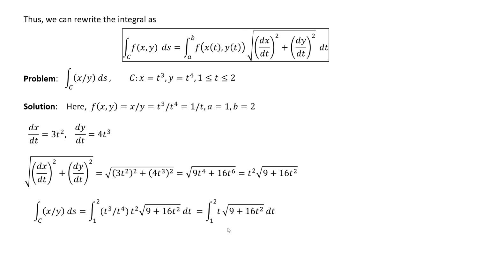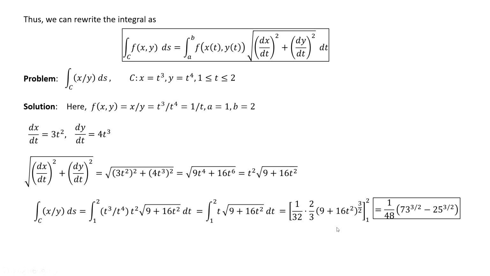Simple, straightforward integral. Any ideas how to do this? U substitution. If you say u equals 9 plus 16t squared, du is going to be 32t dt, and so go from that. And it turns out, if you evaluate this, you get this quantity. Okay? Is that it? Yep, that's it. Cool. All right, let's move on. Let's look at another problem.